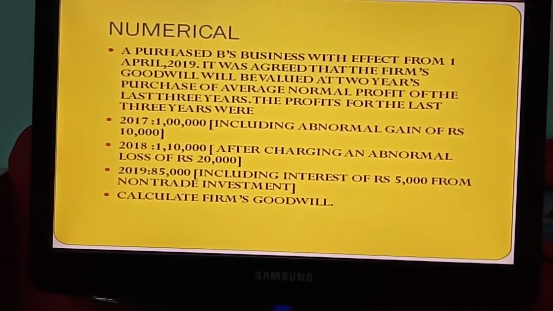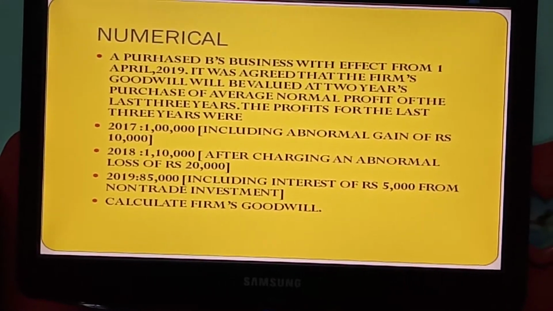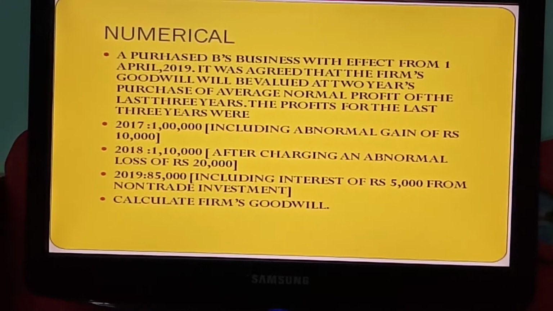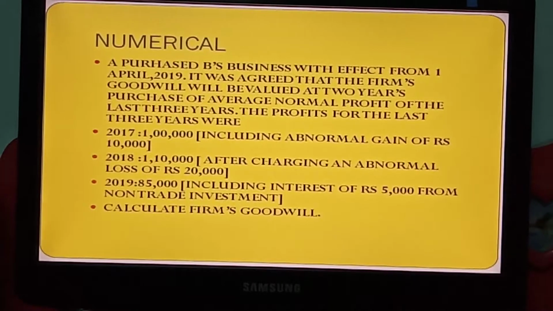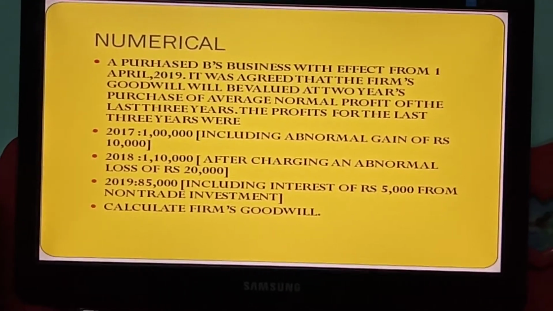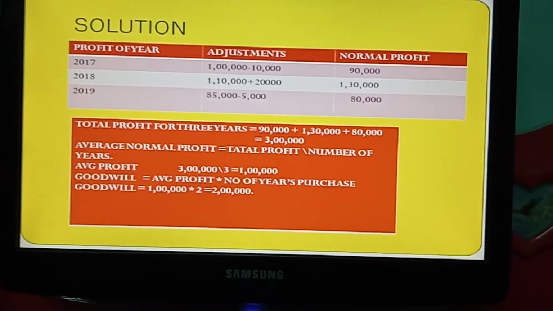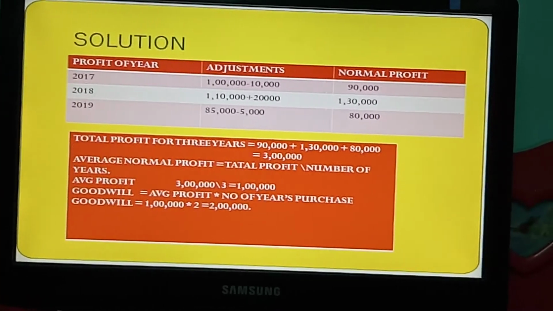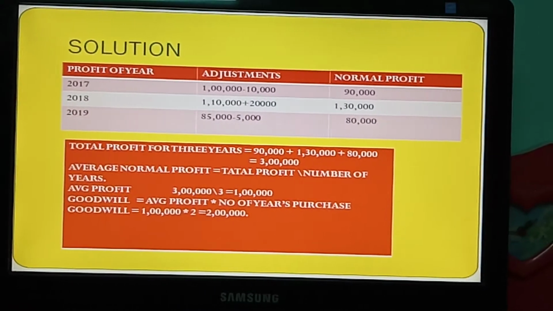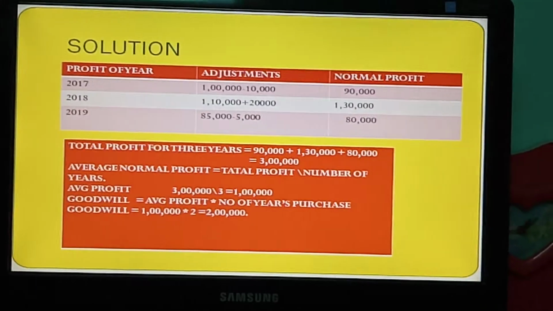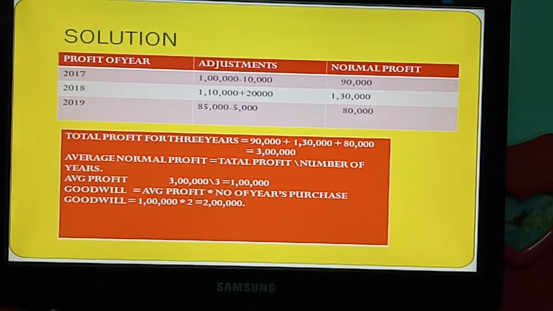And in the next year, the profit is 85,000, but it includes an interest of rupees 5,000, which is not related to the business. That means it is not a recurring profit for the business. That's why it has to be subtracted from this profit. 85,000 minus 5,000 gives us 80,000. When we add the profits of the 3 years, for 2017 the normal profit is 90,000, for 2018 the normal profit is 1,30,000, and for 2019 the normal profit is 80,000. In total, the profit comes out to 3 lakh.